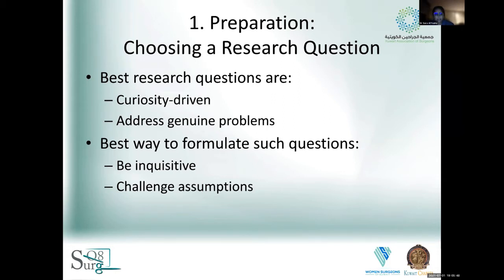So I would encourage you to be inquisitive whenever you're doing something in your practice. Ask why, and if there isn't a good answer in the literature, it's an opportunity to come up with a new research question, and always challenge assumptions.